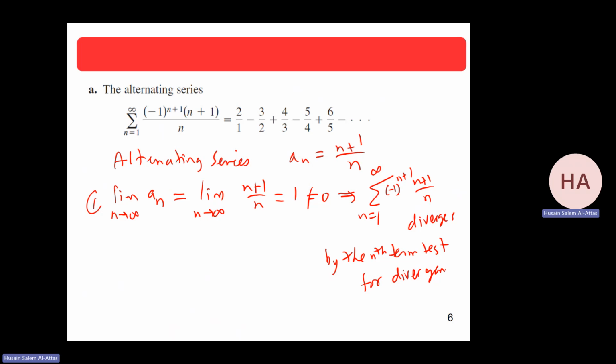It is not related to the alternating series. There is no relation with the alternating series test. The alternating series test will tell us nothing in this case.